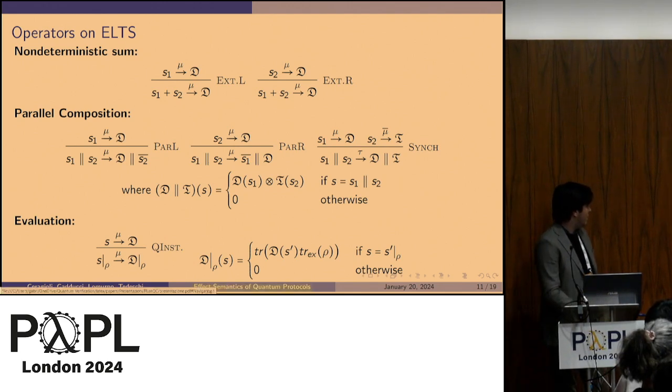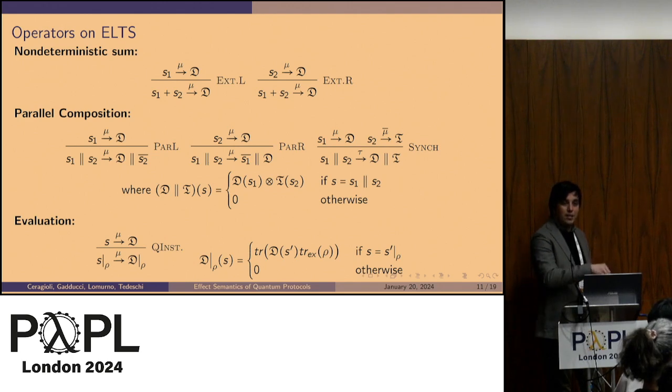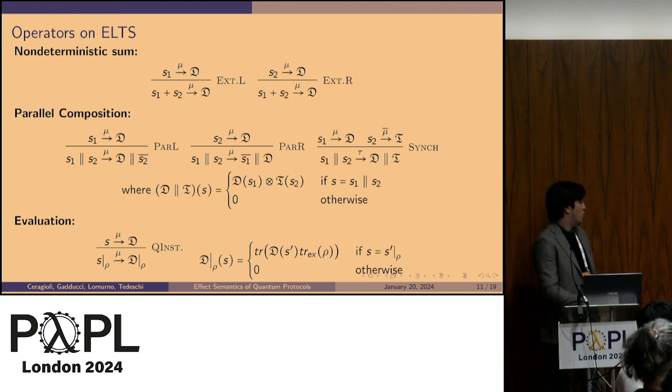From this LTS here, where we have f_x as weight, we can instantiate it with a state rho and get a probabilistic LTS. It's exactly the same structure as before, but on the weights, instead of having an effect like D of S prime, we have a probability. It is just applying the Born rule. So we have trace of D of S prime times rho. If rho is bigger, then we can take the partial trace.